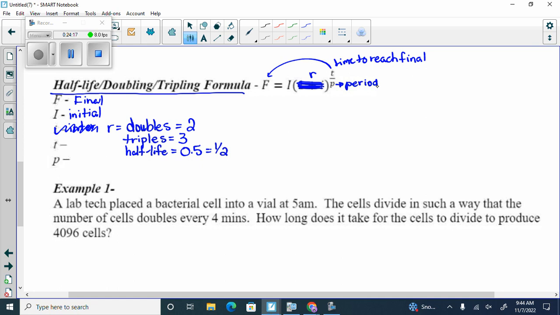right? So if it says it halves every 3 hours, then every 3 hours, if it was 1,000, it's now 500. If it's 500, it's now 250. It's 250, it's 125, right? And so it's going to be the half-life, how long it takes to double, triple.